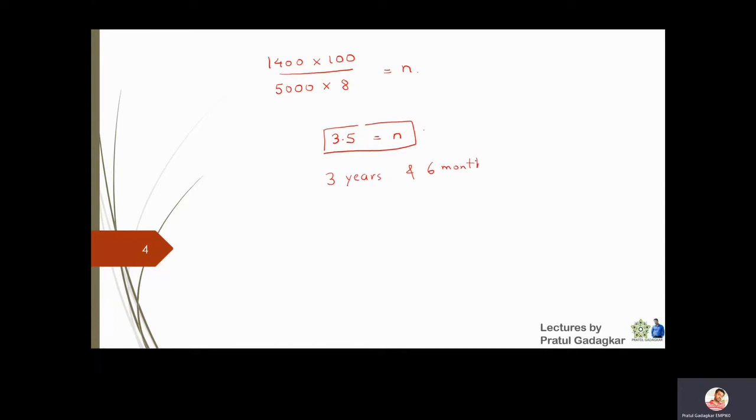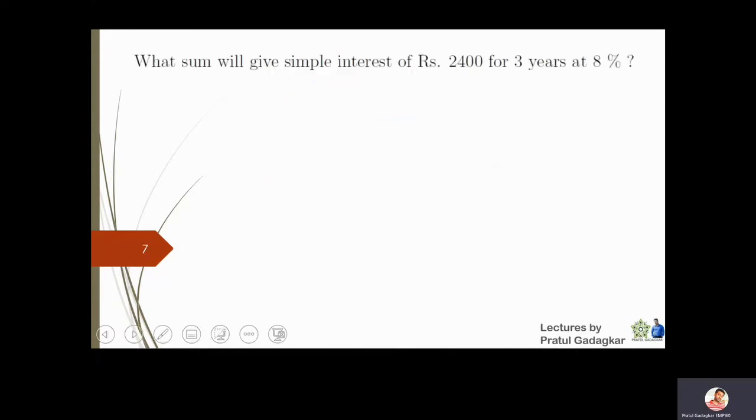We will now move to the next question. The next question is, what sum will give the simple interest of rupees 2400 for 3 years at 8%? So again, it is the same kind of sum. So principal is question mark. The simple interest given to us is 2400. The number of years n is given to be 3 years, and the rate is 8%.